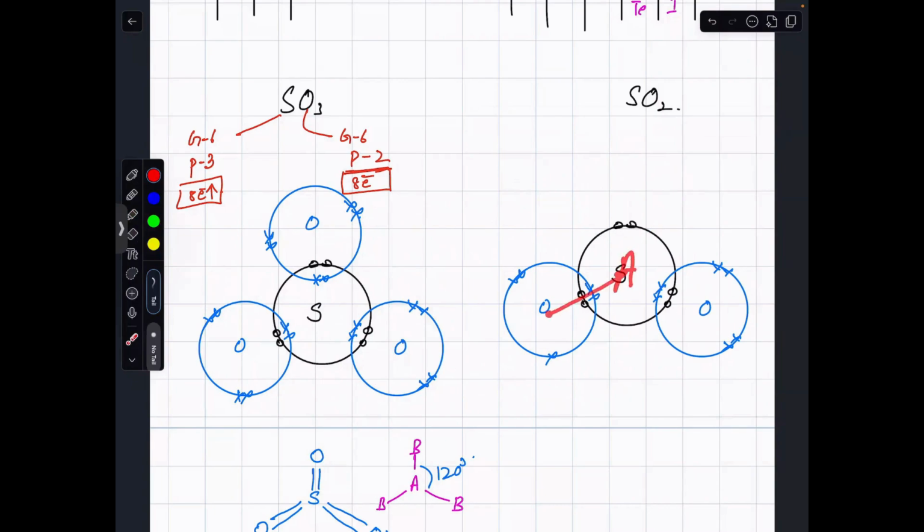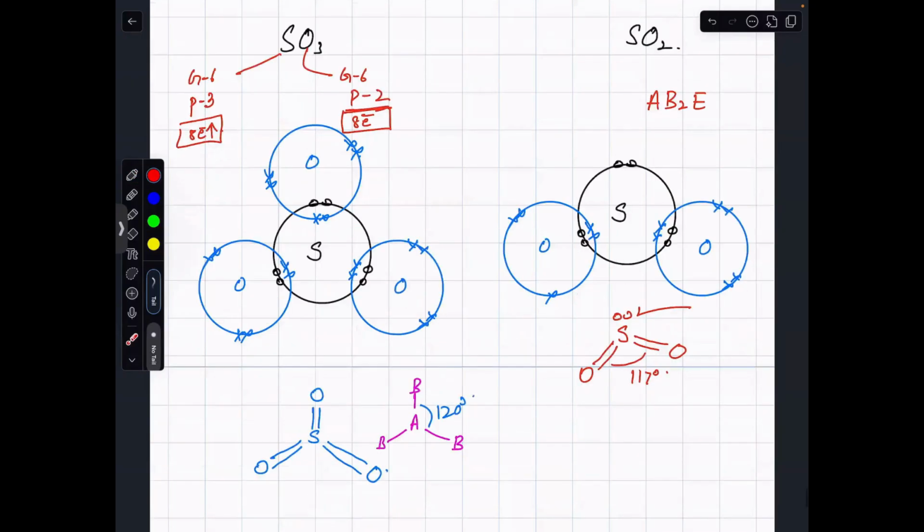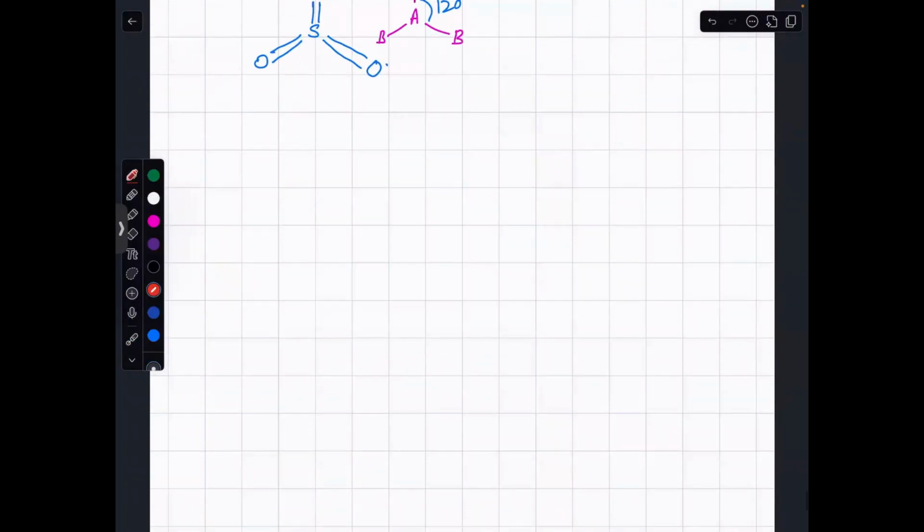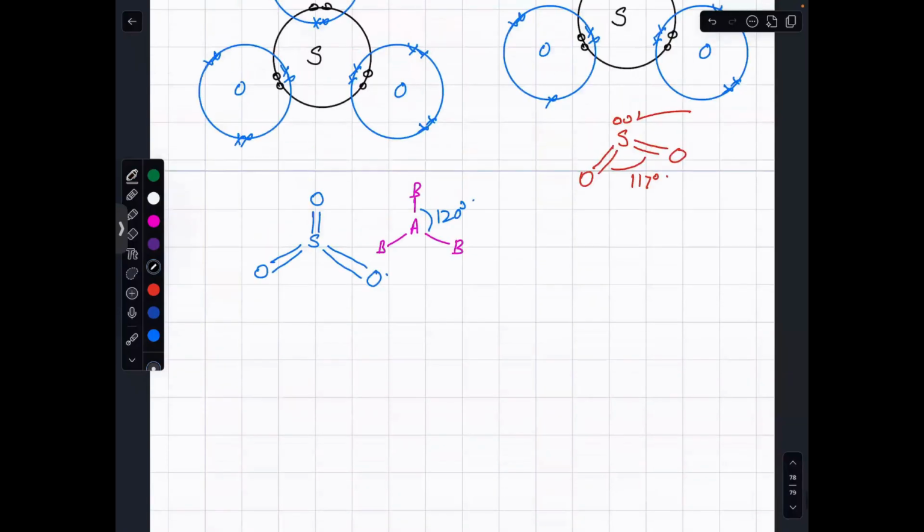What is the difference? This is A, this is B, this is B with a lone pair. Don't you think that it is AB2E? Yes. The lone pair occupies more space. They get close to minimize repulsion. And it becomes a bent shape, 117 degrees. Now come to another situation, not only this example.